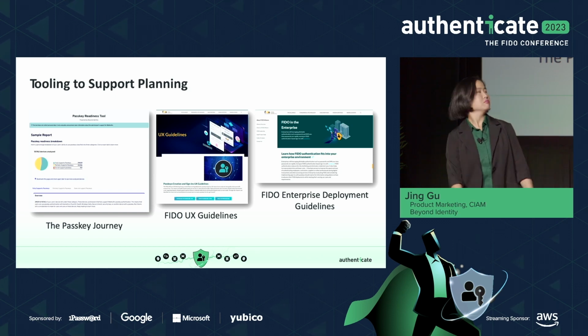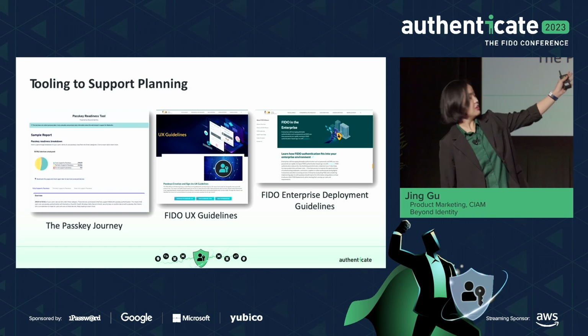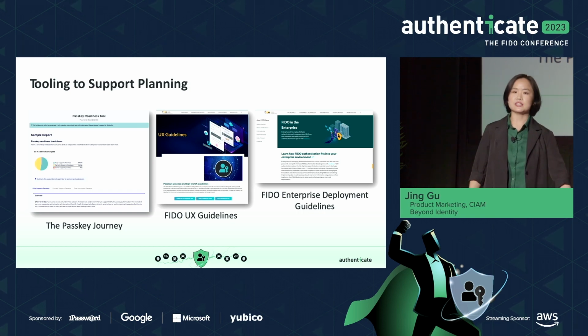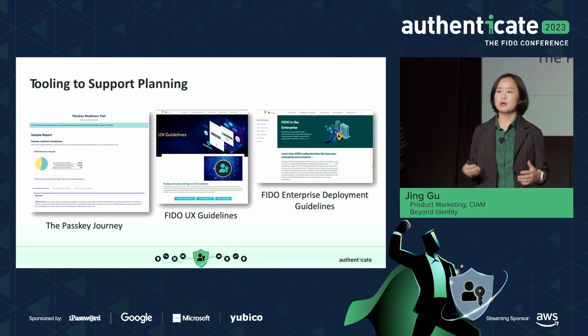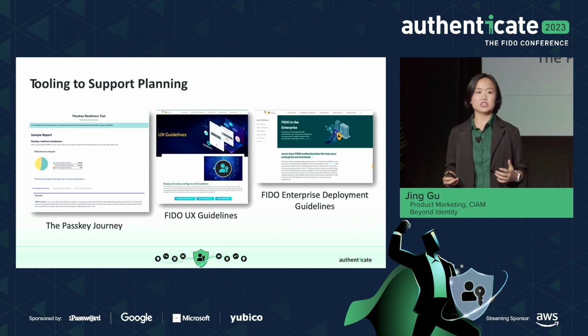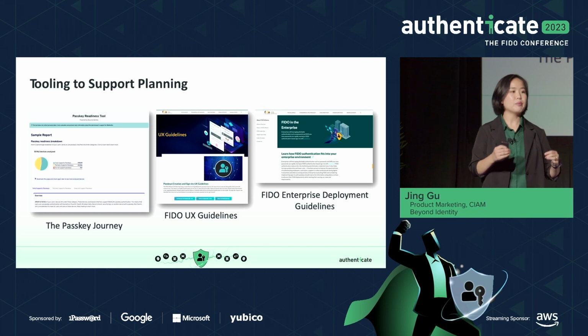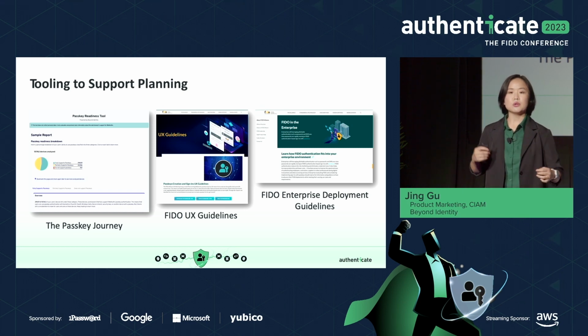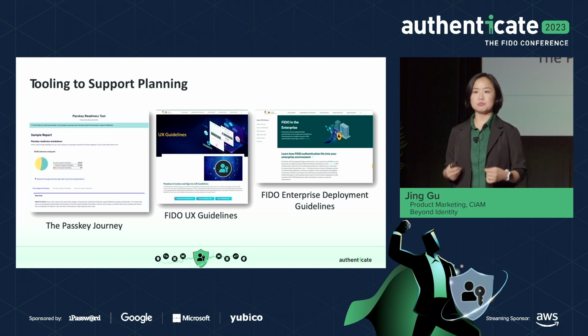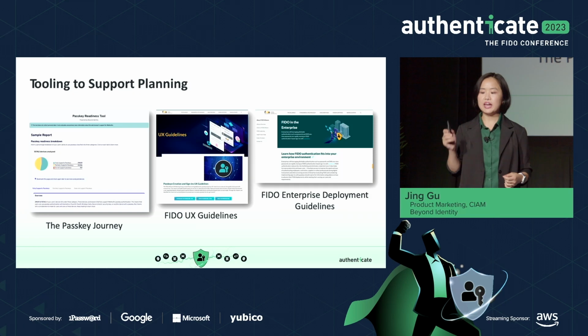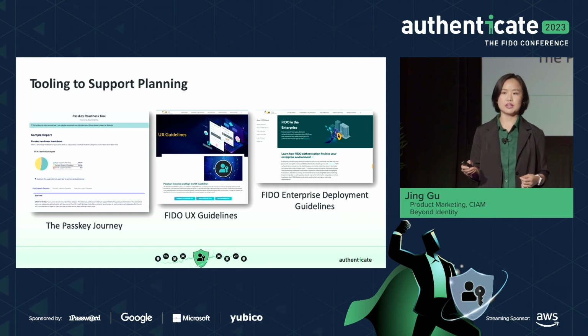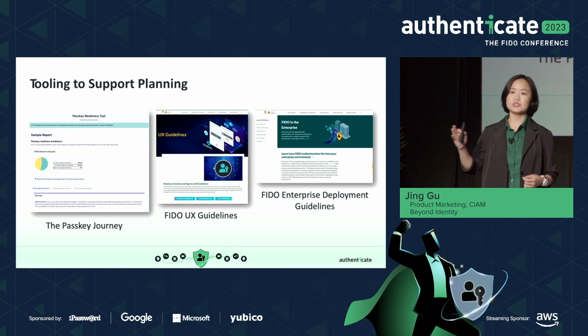OK, so the middle and the left one are FIDO guidelines that the working groups have provided. Those are really good if you want specific feedback about your user experience or about your enterprise deployment. They go into a lot of detail about security considerations, user experience considerations, and some of the choices around deployment models. In fact, the introduction to the enterprise deployment guidelines has a really nice chart that lays out the potential deployment models and pros and cons.